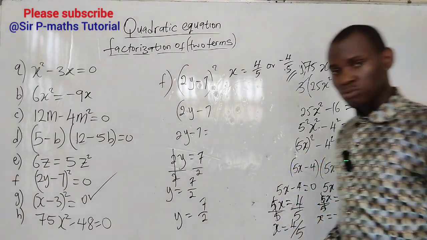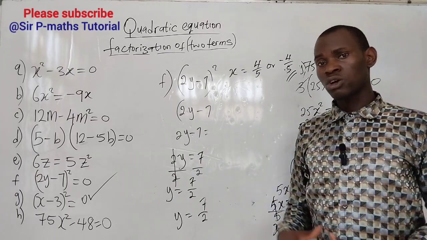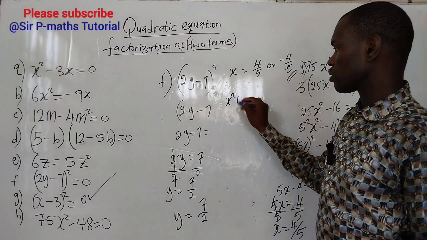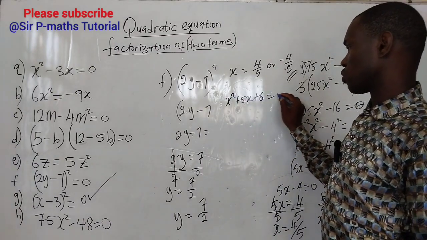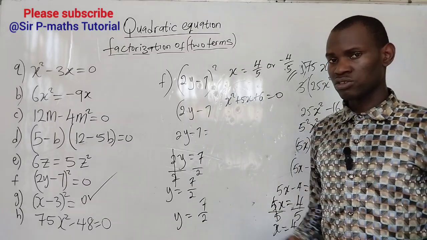Alright. With this, we come to the end of our lesson today. In our next class, we'll be solving problems on quadratic equations with complete terms. An example, x squared plus 5x plus 6 equal to 0. We shall be considering how to factorize equations like this.